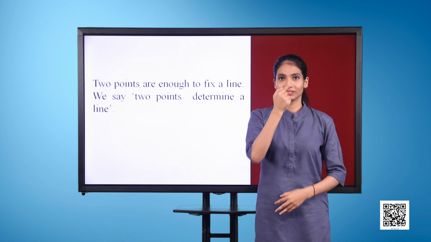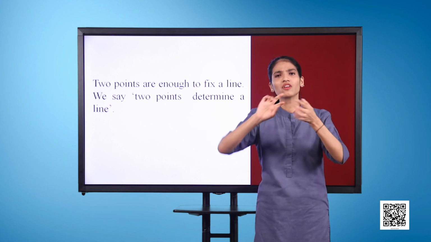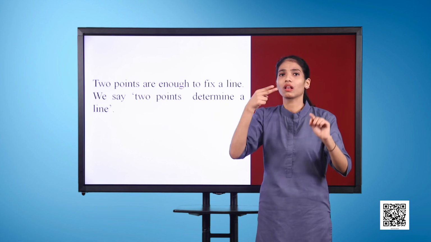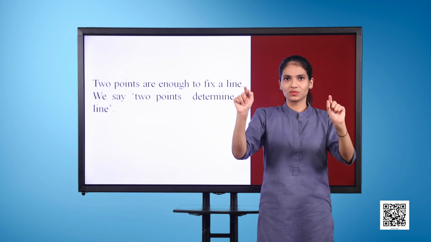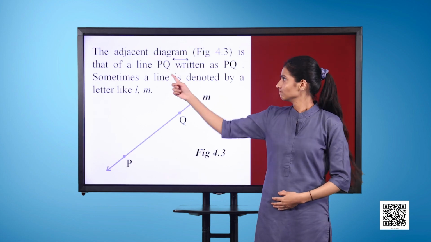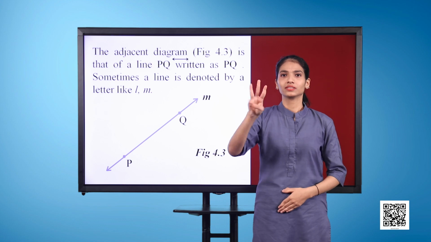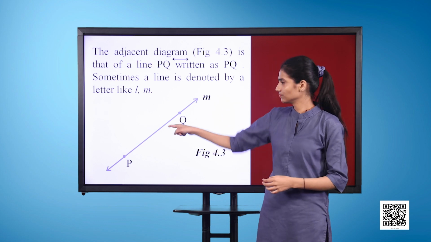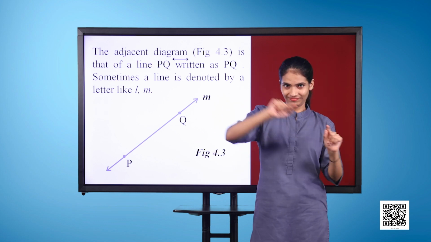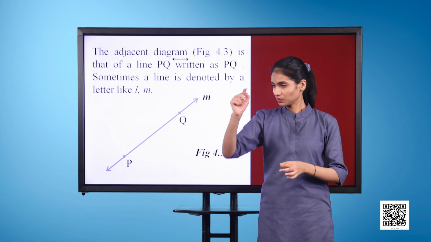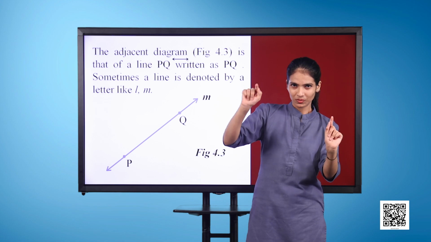Two points are enough to fix a line. We say 2 points determine a line. The adjacent diagram, figure 4.3, is that of a line PQ, written as PQ with an overhead extended arrow bar.